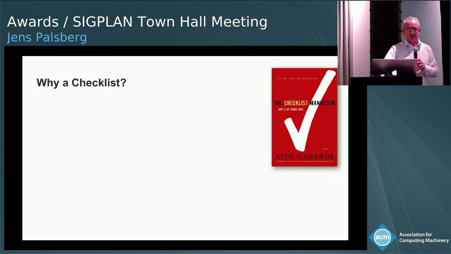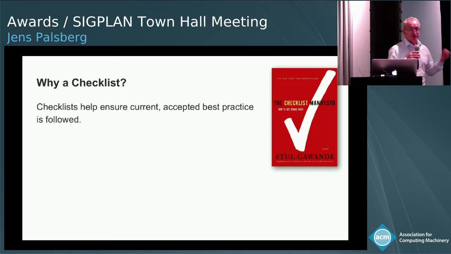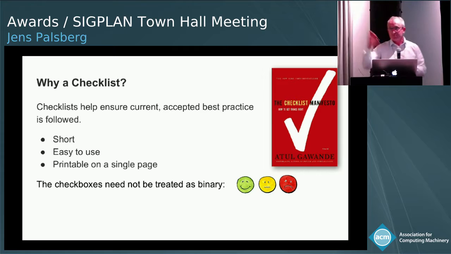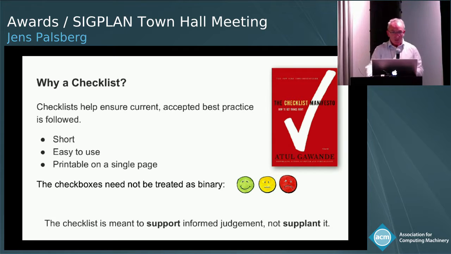So why do we use a checklist? Well, some of you may have heard of the Checklist Manifesto. The basic idea is that checklists help ensure current accepted best practice is followed. Okay, so we may very well know amongst ourselves what is good practice, but it's easy to forget. And so a checklist helps us remember and be systematic in applying best practice. It's short, it's easy to use, it's printable on a single page, and although it's got a checkbox, you don't need to use that in a binary sense.